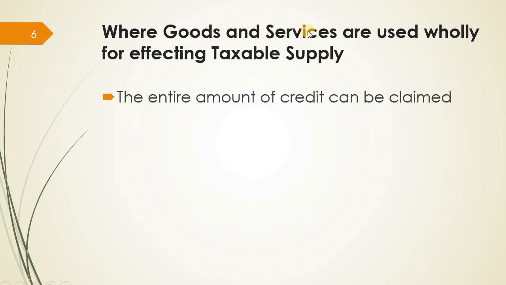Then where goods and services are used only for effecting a taxable supply, on which you are paying the tax, the entire amount of credit can be claimed. The entire amount can be apportioned to ITC.